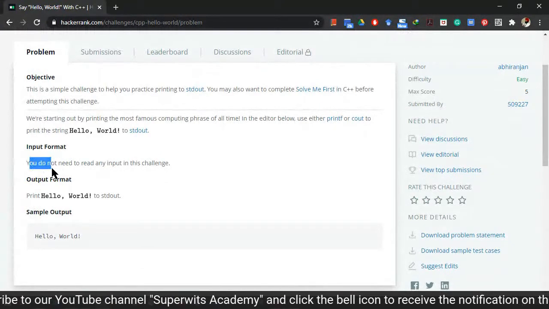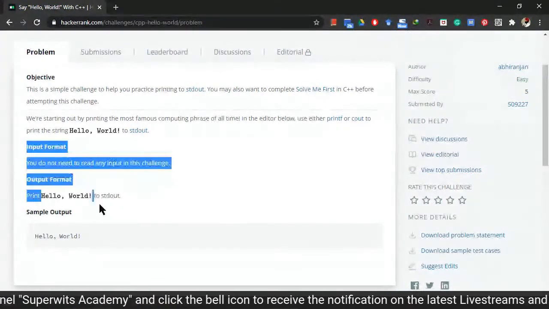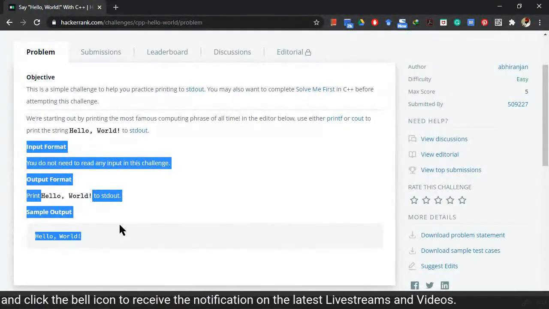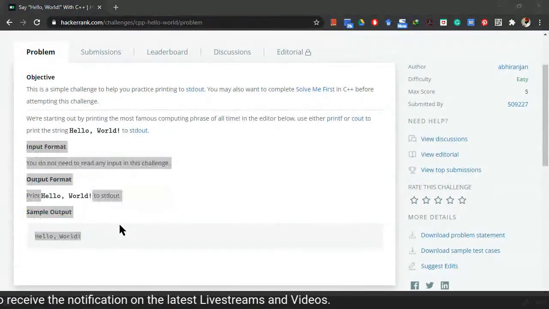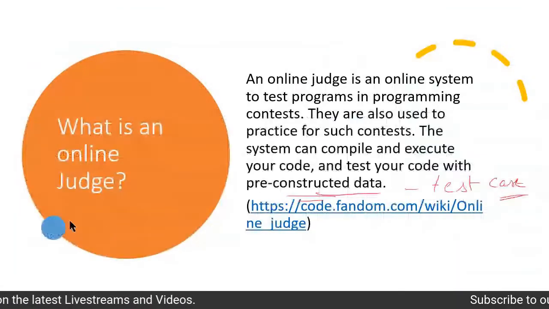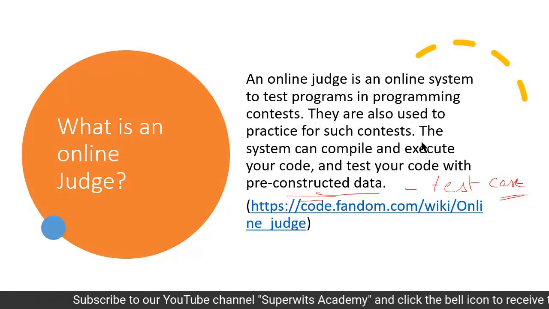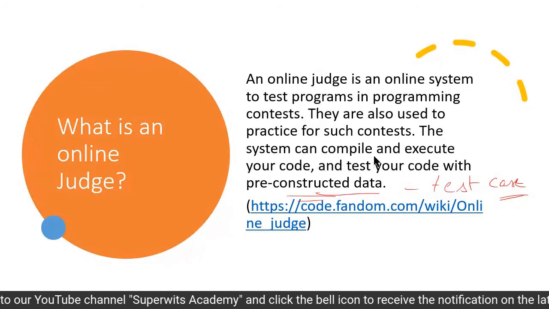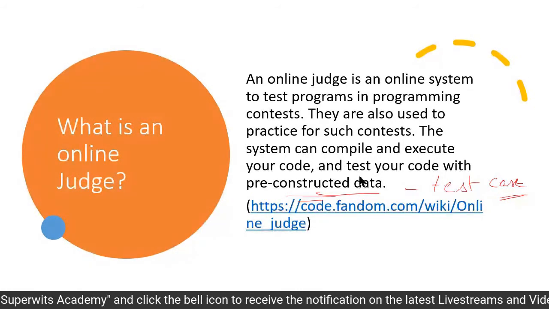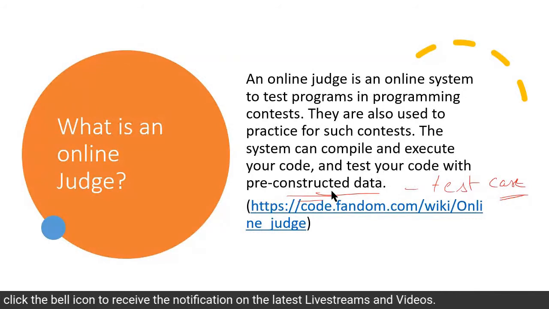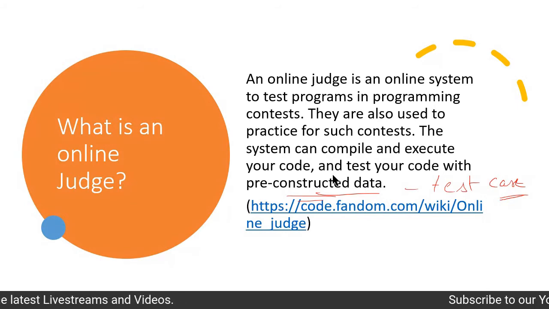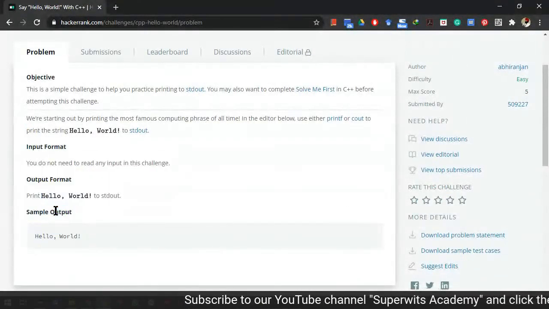These are some of the things you should always look at very carefully, because on an online judge, as I showed you, it is an online system to test programs in programming contests, and they are used to practice for such contests as well. The system can compile and execute your code and test your code with pre-constructed data. So when you talk about this part, the system can compile and execute your code, but it will be testing your code with pre-constructed data, right? So you have to look around this part.